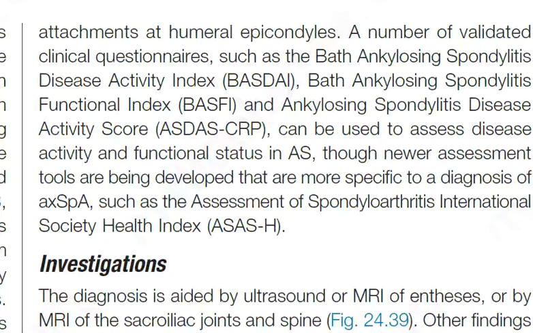A number of validated clinical questionnaires such as the Bath Ankylosing Spondylitis Disease Activity Index (BASDAI), Bath Ankylosing Spondylitis Functional Index (BASFI), and Ankylosing Spondylitis Disease Activity Score (ASDAS-CRP) can be used to assess disease activity and functional status in ankylosing spondylitis. Though newer assessment tools are being developed that are more specific to a diagnosis of axial spondyloarthritis, such as the Assessment of Spondyloarthritis International Society Health Index (ASAS-HI).